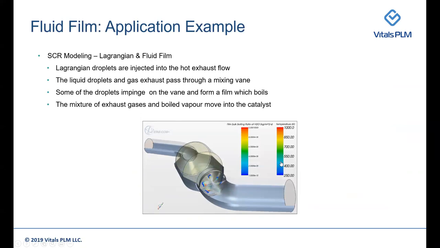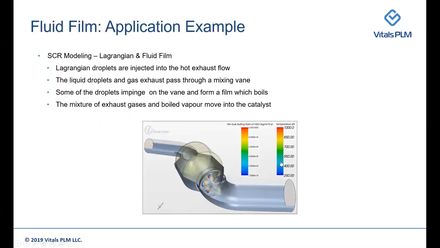And here we see one more example for the fluid film. Here what we see is the after-treatment application of selective catalytic reduction, where both Lagrangian and fluid film models are used. The droplets are modeled as Lagrangian particles injected into the hot exhaust flow. And these liquid droplets interact with the mixing vane and form the fluid film.